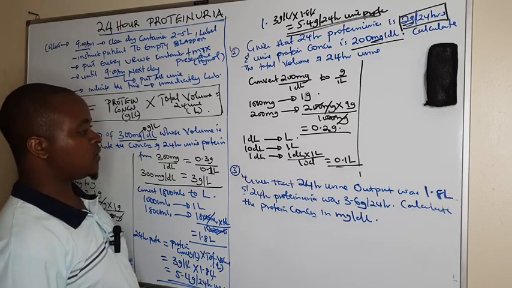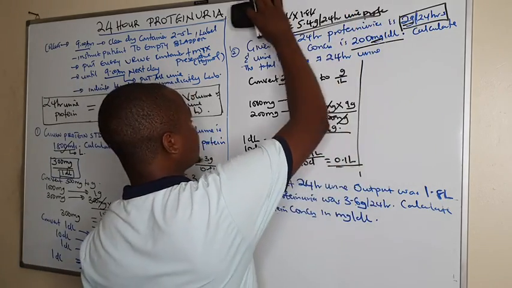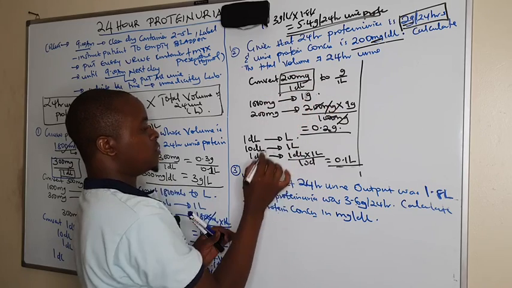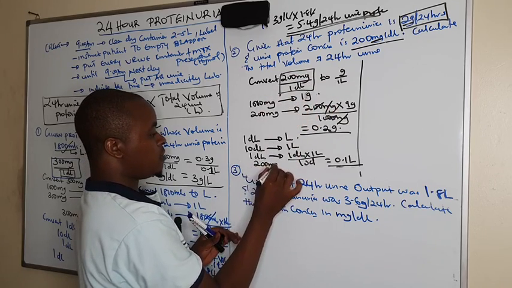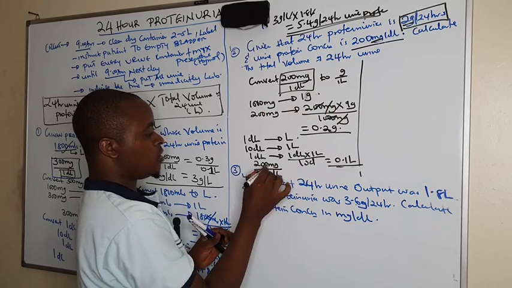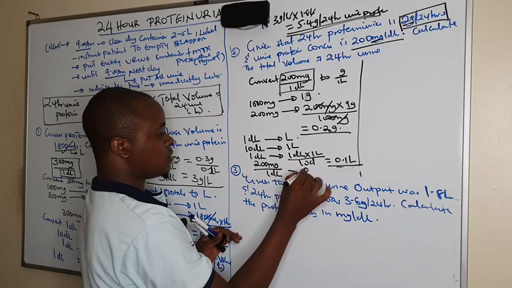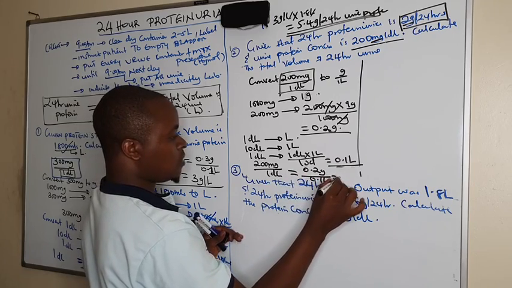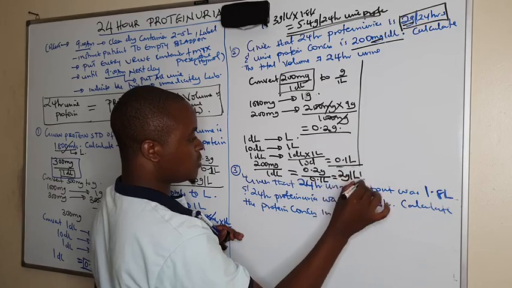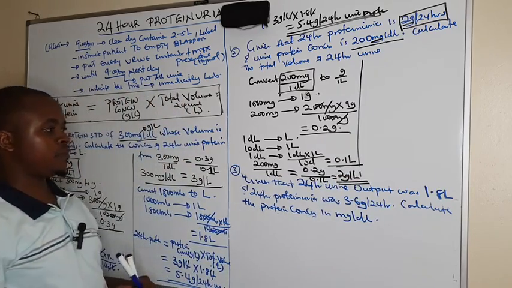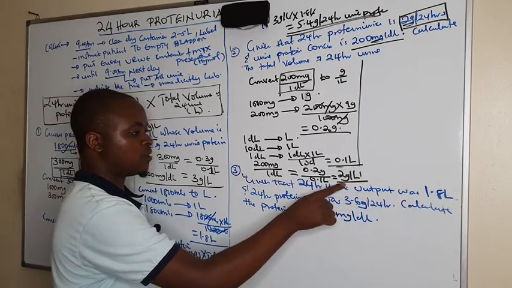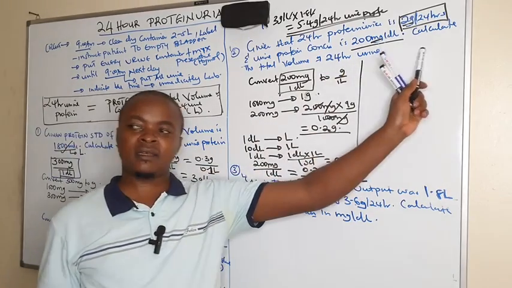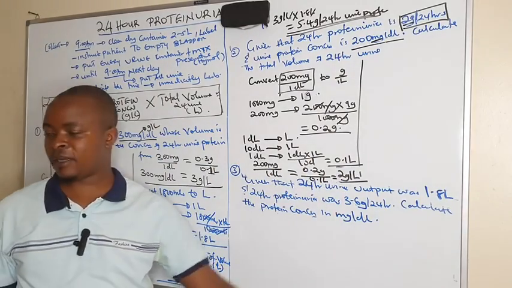So after converting this, we are going to substitute it here. 200 milligrams over 1 deciliter. 200 milligrams is the same as 0.2 grams over 0.1 liter, and we get 2 grams per liter. So 200 milligrams per deciliter is the same as 2 grams per liter.